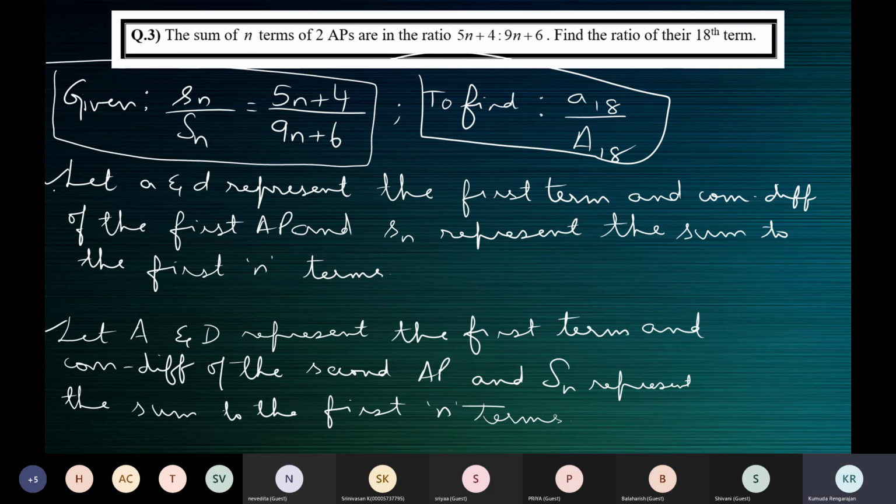Am I clear? Please say yes or no. Yes, ma'am. Okay. All right. Please write the let statements first, and then write given and to find. If you've already written, just put an arrow mark. See, all that is not a mistake in mathematics. It's still fine, but it'll be better if you write given and to find after the let statements.